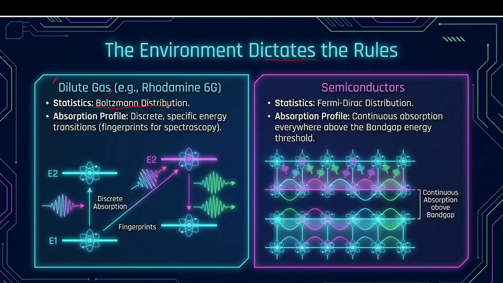Here, if you're talking about a dilute gas, for example Rhodamine 6G, the statistics are based on the Boltzmann distribution, and the absorption profile shows discrete, specific energy transitions. As you can see here, the excitation, a discrete absorption, will go to E2, another fingerprint, and it will generate the stimulated emission. Talking about semiconductors, the statistics follow the Fermi-Dirac distribution, and the absorption profile shows continuous absorption everywhere above the band gap energy threshold. Continuous absorption above the band gap. This is the band gap.